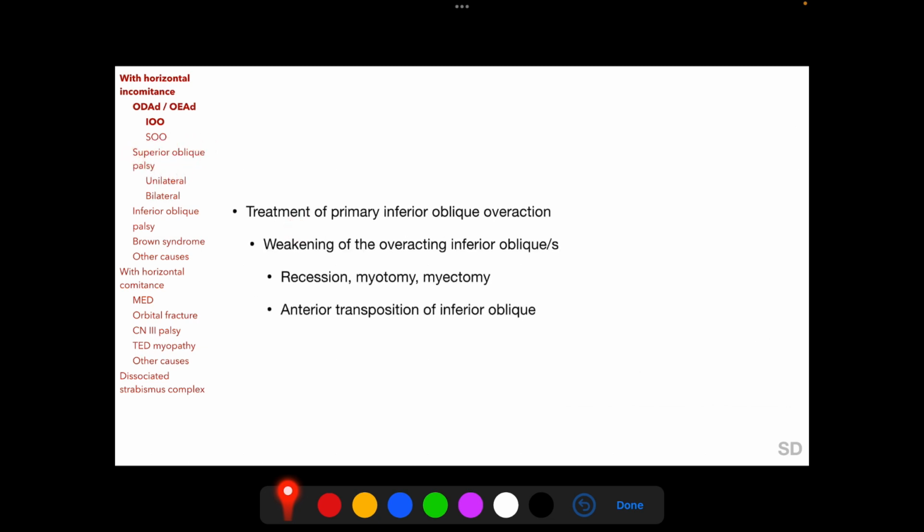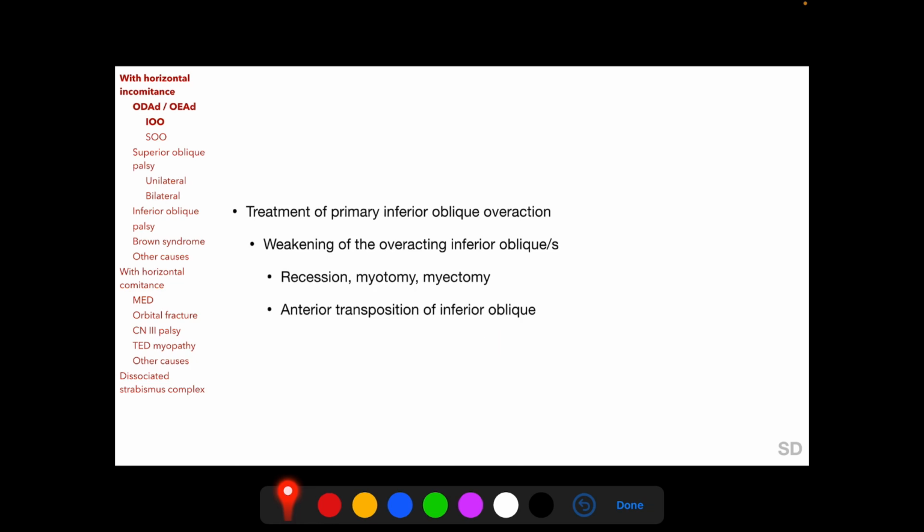Treatment of primary inferior oblique overaction is weakening of the overacting inferior obliques with recession, myotomy or myectomy. We will be defining these procedures in the session on extraocular muscle surgery. Anterior transposition of the inferior oblique also weakens the inferior oblique muscle and is a preferred procedure when there is an associated DVD, which is also taken care of by anterior transposition of the inferior oblique muscle.